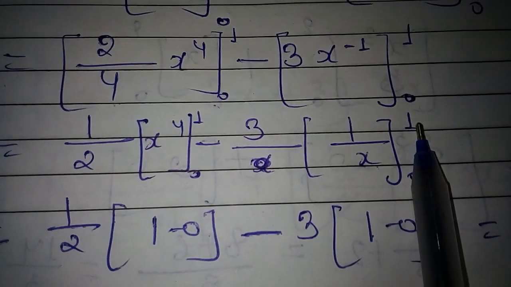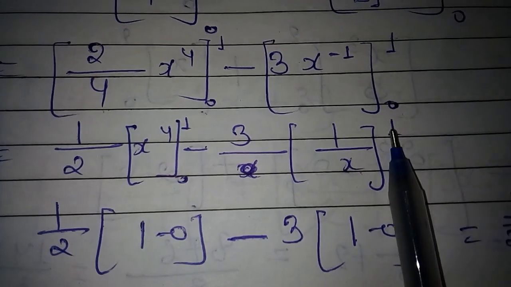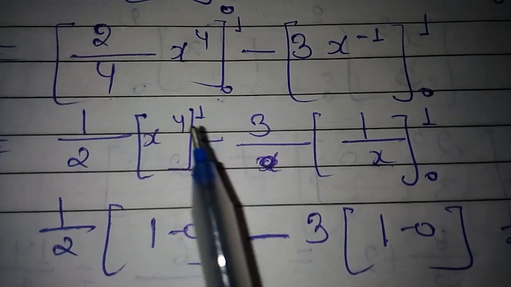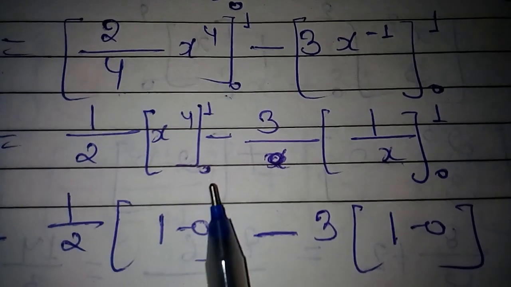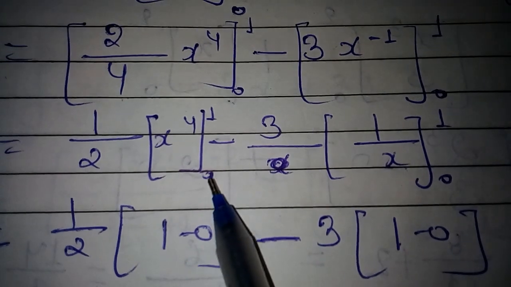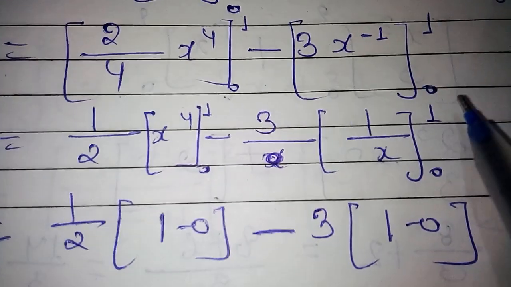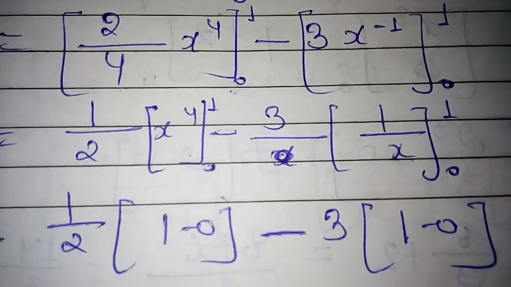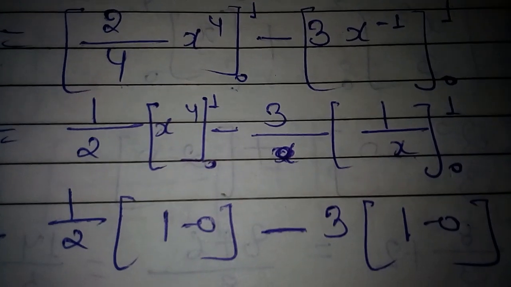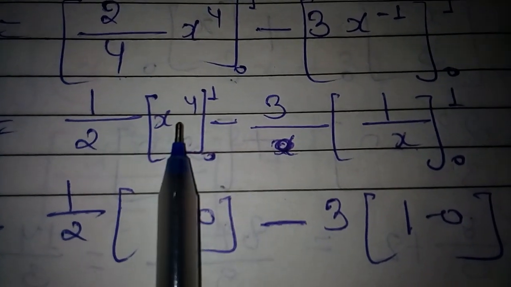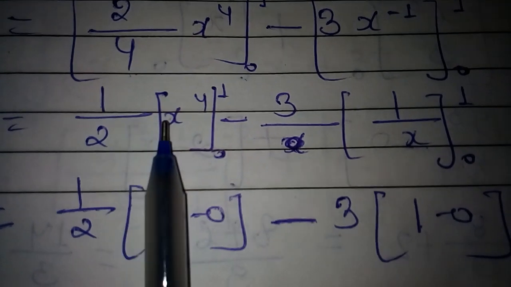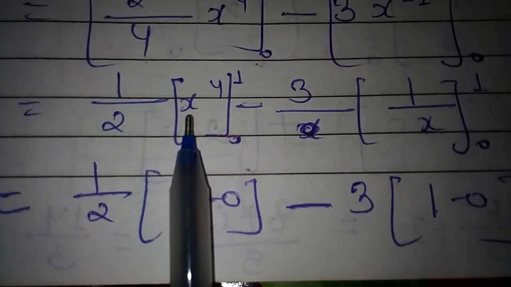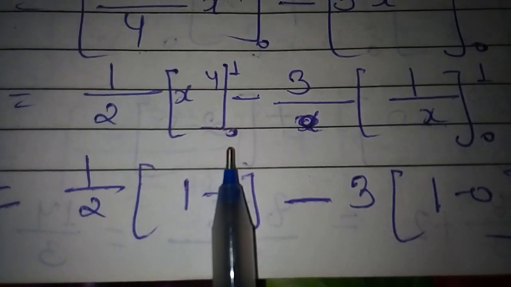Now you will apply the rule or method of the definite integral: upper limit minus lower limit. In the first term, this 1 is your upper limit and this 0 is your lower limit. Here also, this 1 is your upper limit and this 0 is your lower limit. In the place of x we will put the limits. Where will we put these two limits? In the place of x only. Now put it. So 1 by 2, if you put 1 in the place of x, the upper limit, minus the lower limit.